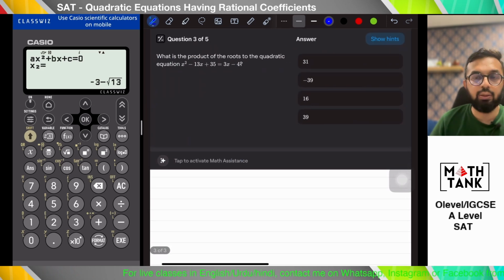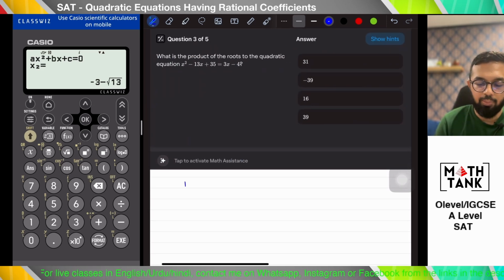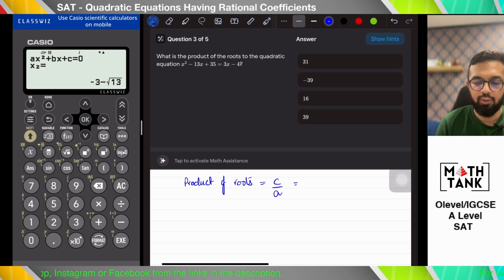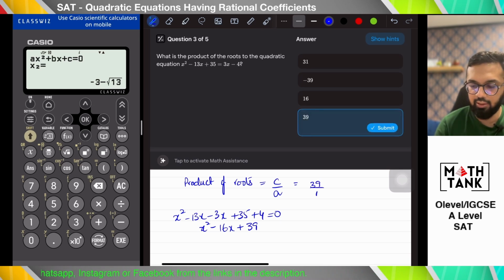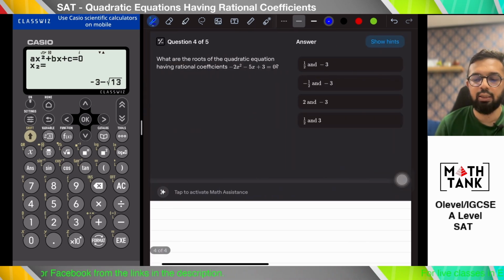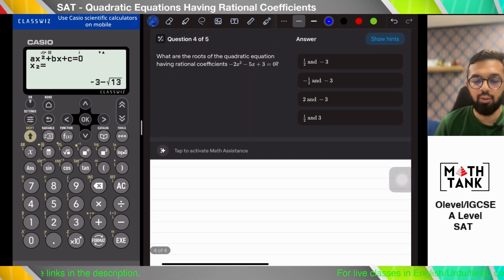Question number 3 says, what is the product of the roots of the equation? So product of roots, if you remember from the previous lectures, has the formula C over A. So we'll have to first modify the equation. Okay, I didn't see that. So x squared minus 16x plus 39. So that's 39 over 1. So that should be 39. D. Yes, that is the correct answer. Moving on to question number 4.